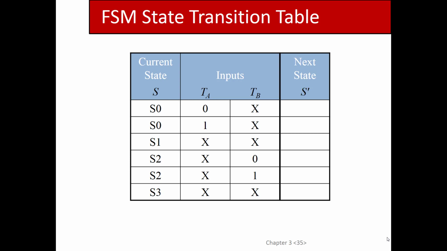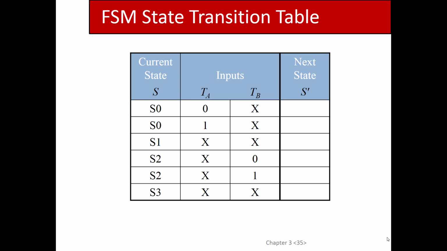Okay, so if I want to build this thing, let me write this up here. So you have current state. Now, what is this, by the way? This is the next state table that I'm constructing. So we have current state, inputs, and next state.